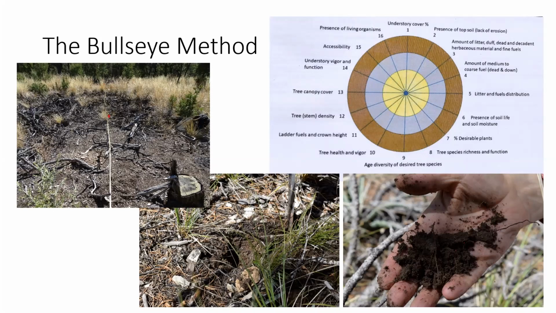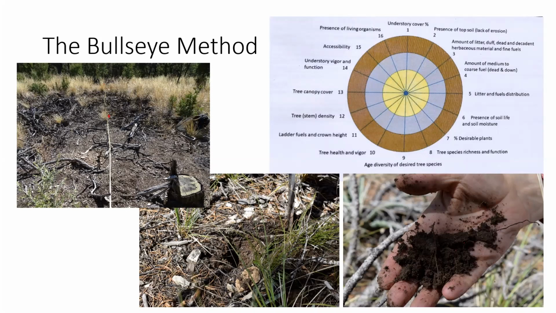You look, of course, at desired plant percentages, whether you have any non-native plants or not, or whether it's a monoculture. Tree species richness and functions, age diversity between the different tree species, tree health and vigor, are they sick, are they stressed, or very healthy? Ladder fuels and the crown height to get a sense of how flammable the landscape is, because that might over time impact your soil health, of course, because fire, especially if it gets too intense, will negatively impact your soil.